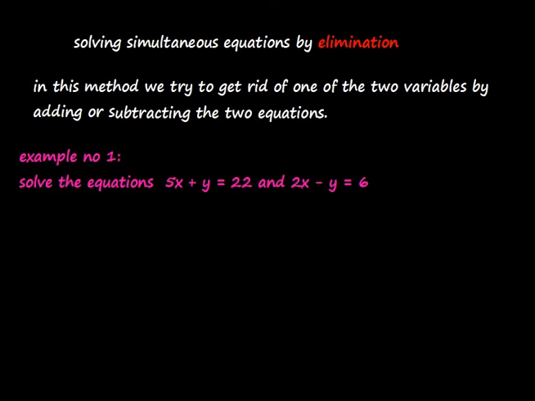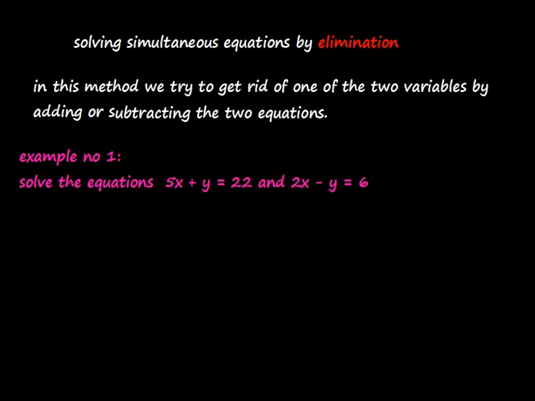Now guys, we understand what is the meaning of simultaneous equations, what is the meaning of solving simultaneous equations, and we have solved some simultaneous equations, but now we're going to have some methods in order to make a plan to solve these simultaneous equations. So guys, here the first method is called elimination. And what do I mean by elimination? Elimination is to get rid of one of the two variables by adding or subtracting the two equations.